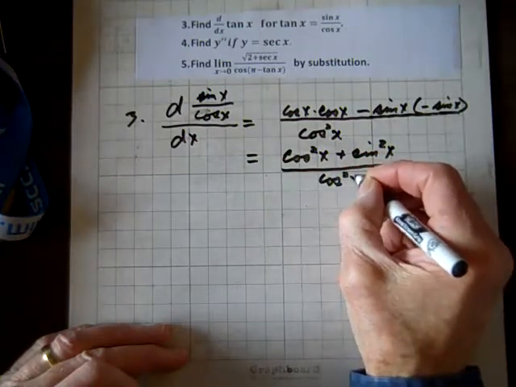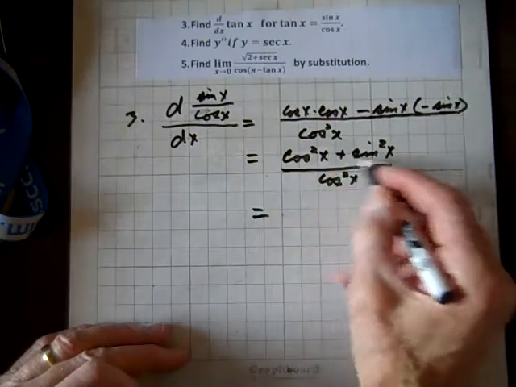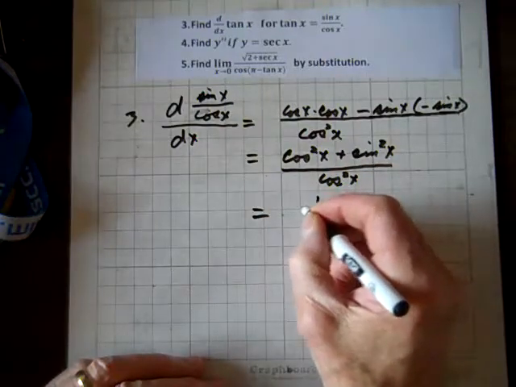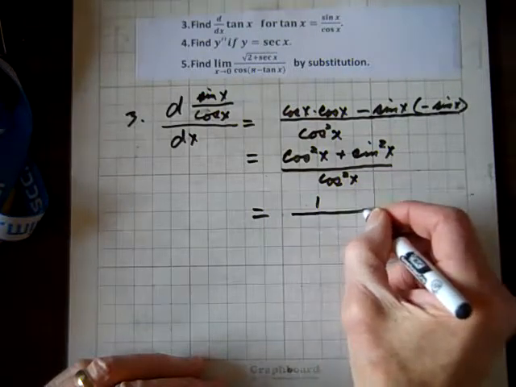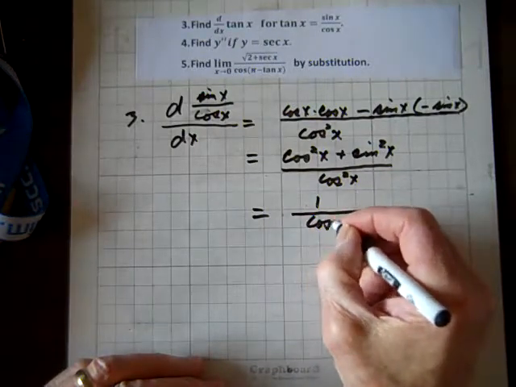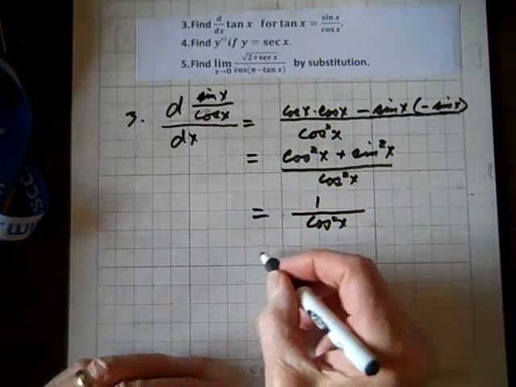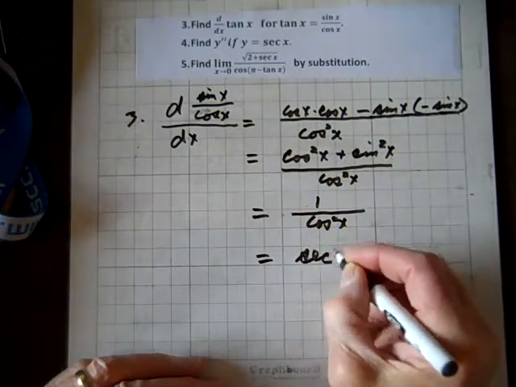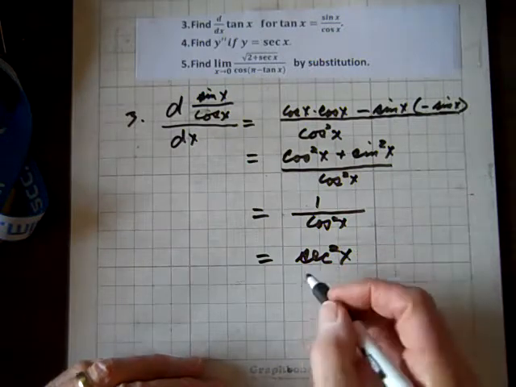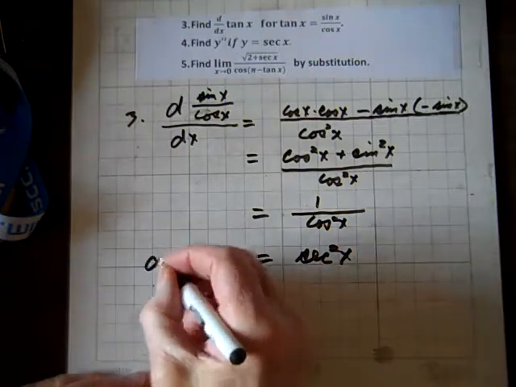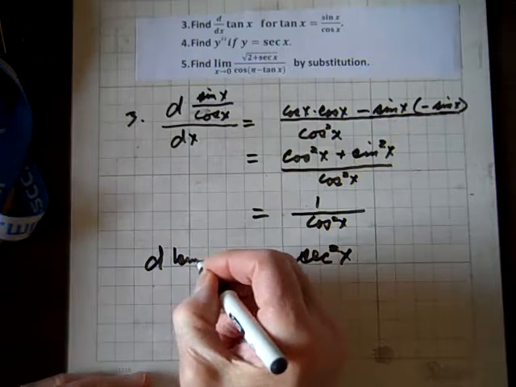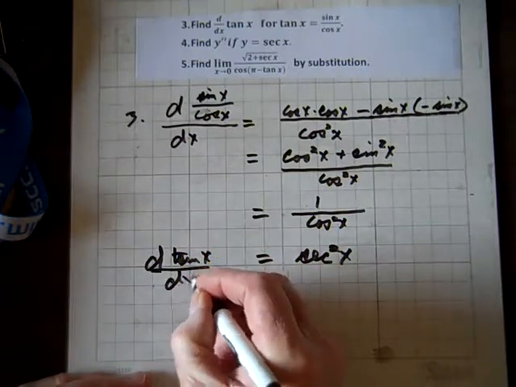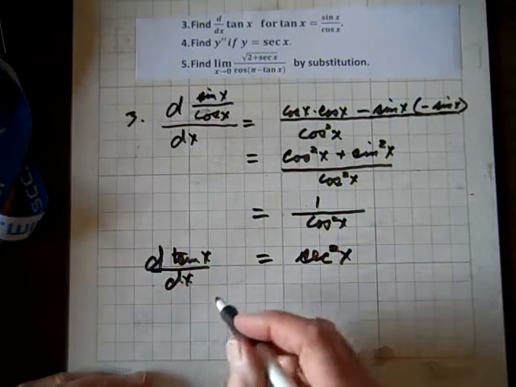cosine squared of x. Well, that numerator, that's just 1. Cosine squared of x plus sine squared of x is 1 over cosine squared of x, and that equals secant squared of x. So in other words, the derivative of the tangent of x, and we knew that, with respect to x equals secant squared of x.